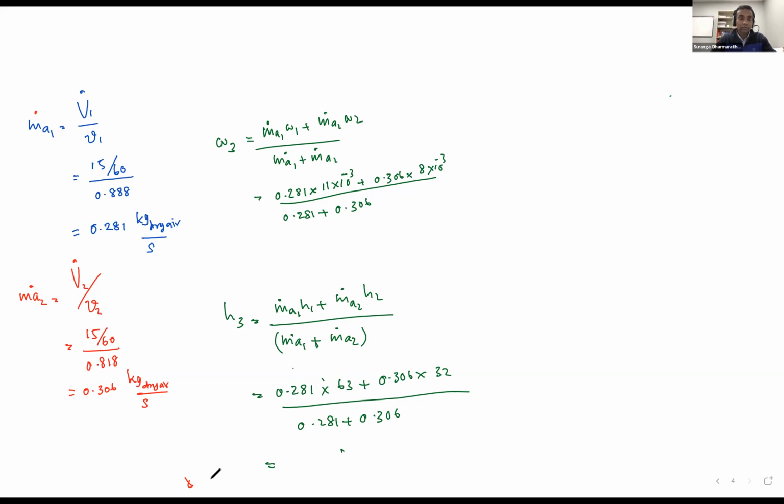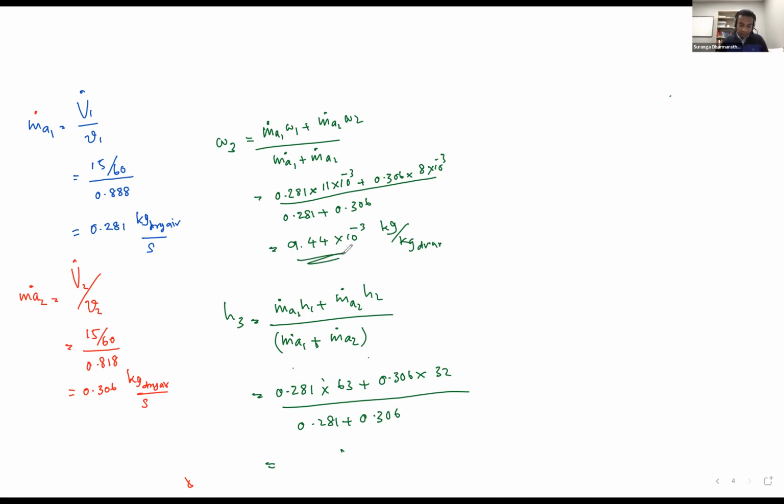0.281 times 11 plus 0.306 times 8, divided by 0.281 plus 0.306. It's 9.4544 actually, so it's 9.44 times 10 to the power negative 3 kilogram per kilogram of dry air.